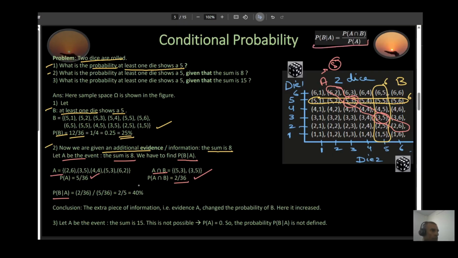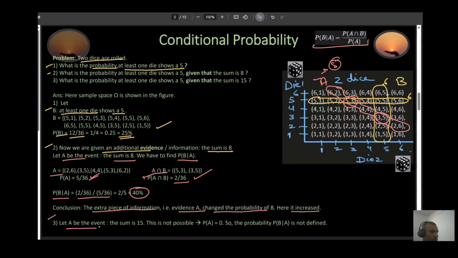In this equation, you know the probability of A intersection B, you know the probability of A, and putting the values in that equation, your answer comes out to be 40%. Conclusion: the extra piece of information, the evidence A, changed the probability of B. In other words, it actually increased. Let's do question number 3 now.